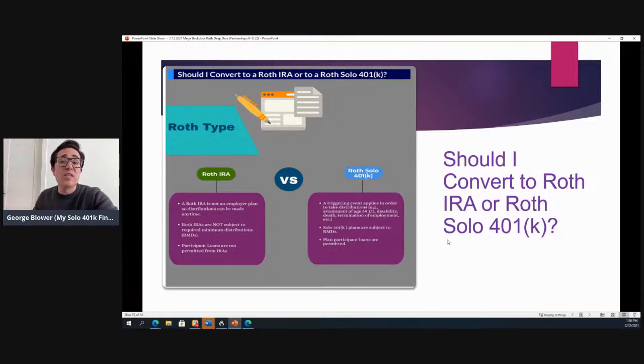So the ability to take that loan does still apply to a Roth Solo 401k. But unlike the other bullet points, they are subject to RMD. So unlike a Roth IRA, a Roth Solo 401k is subject to the required minimum distribution rules. And you have to meet a triggering event in order to take distributions. So for example, you've got to be 59 and a half. That's the common triggering event.